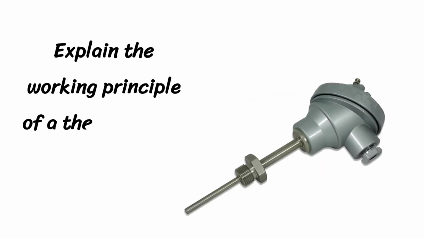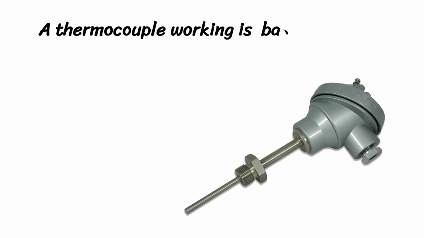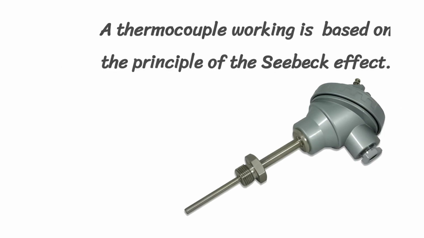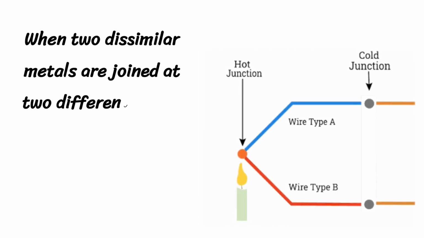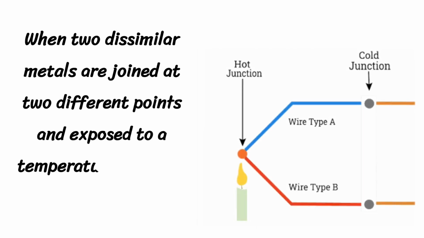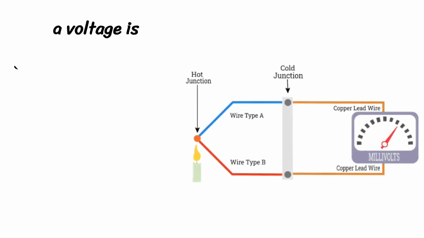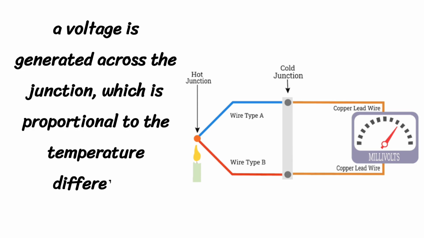Next question is, explain the working principle of a thermocouple. A thermocouple working is based on the principle of the Seebeck effect. When two dissimilar metals are joined at two different points and exposed to a temperature gradient, a voltage is generated across the junction, which is proportional to the temperature difference.